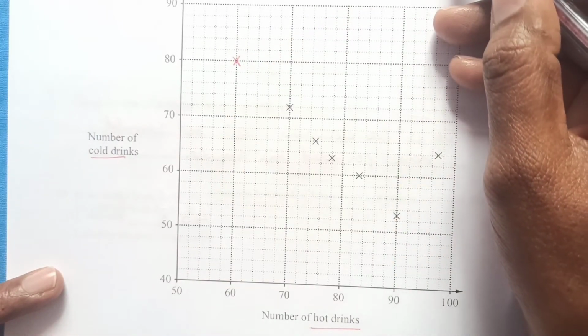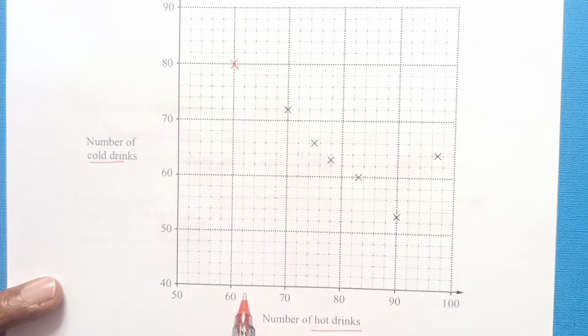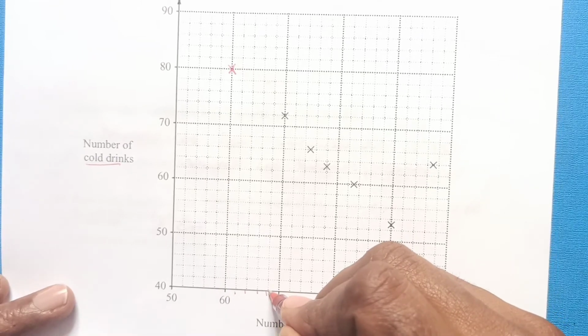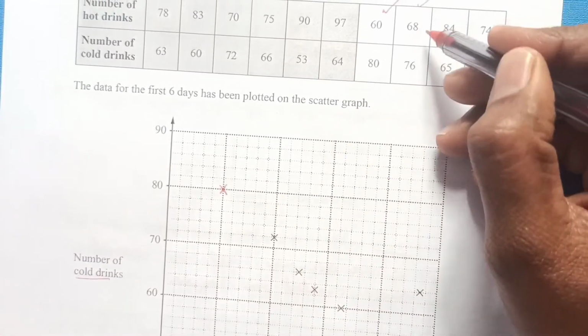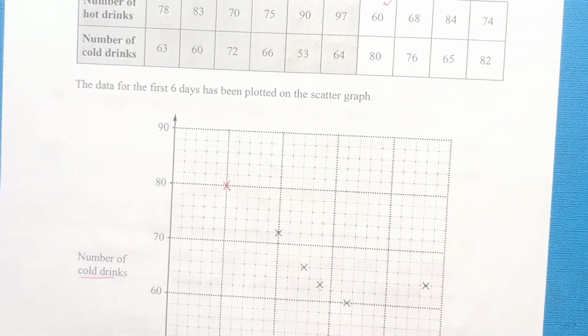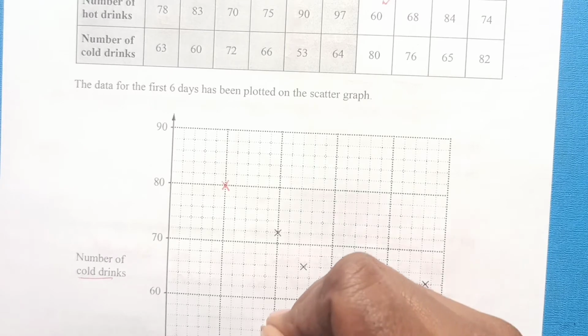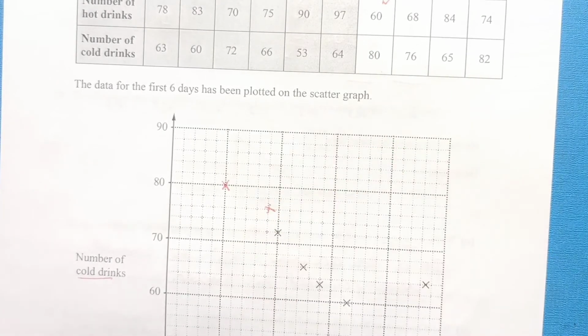So now number of hot drinks 68. So 62, 64, 66, 68. So 68 is this line, and cold drinks are 76. So we are talking about this one now, 68 and 76. 68 is here and 76 is 72, 74. This is 76.